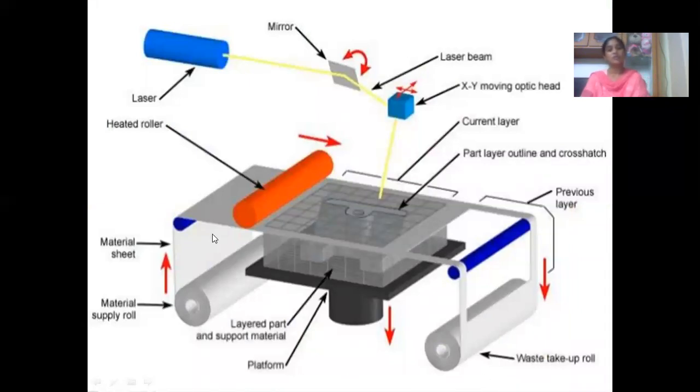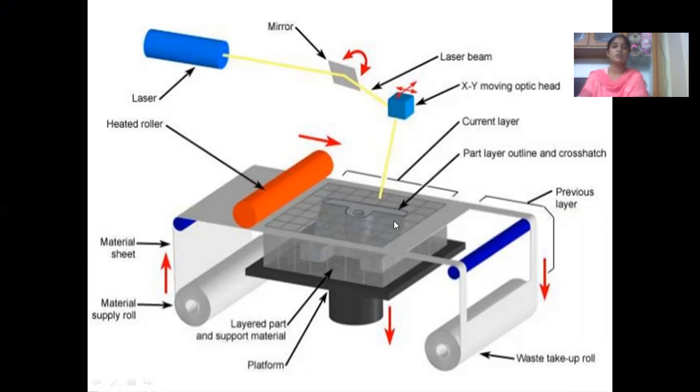Okay, if you see in this diagram, it is very clear. The take up roll, a material roll, will be rolled, and it goes from the inside. And this is a heated roll. Here, because of the minute particles of a product, we can modify it in the heated roll. Okay, in this heated roll only it goes to this side.